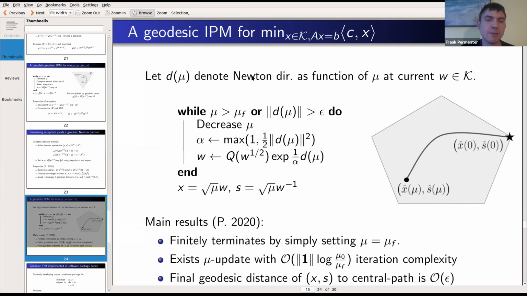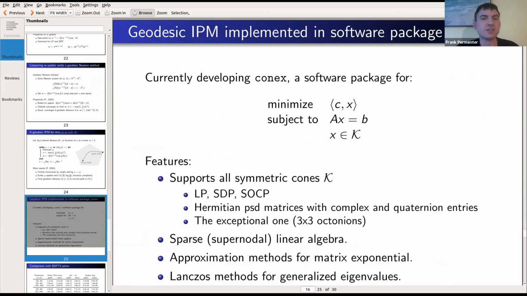So this epsilon parameter that I'm using to monitor the size of my Newton direction ultimately controls the geodesic distance of my decision variables to the central path when I terminate. So the geodesic distance at termination will be bounded above by epsilon. Okay. So with that, I'm going to start wrapping up.